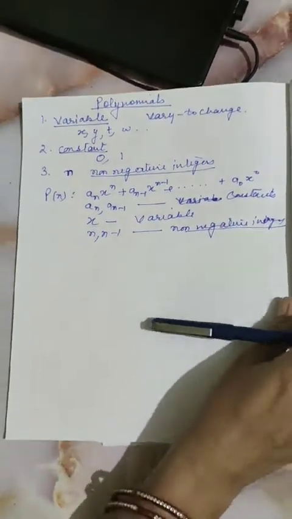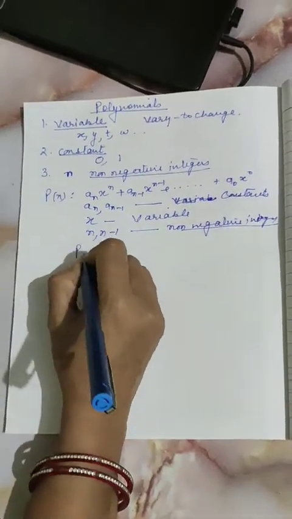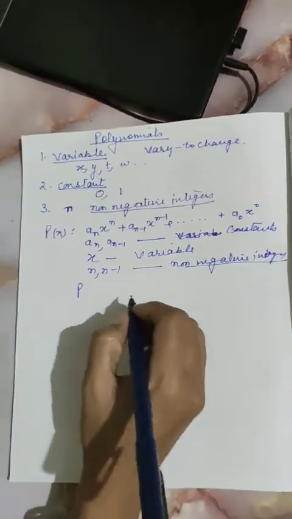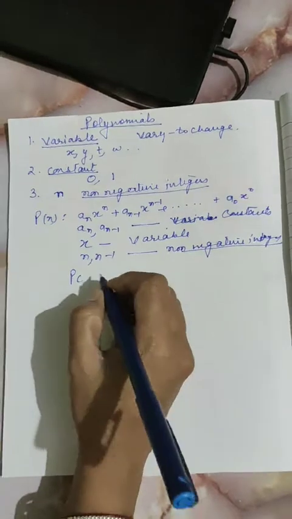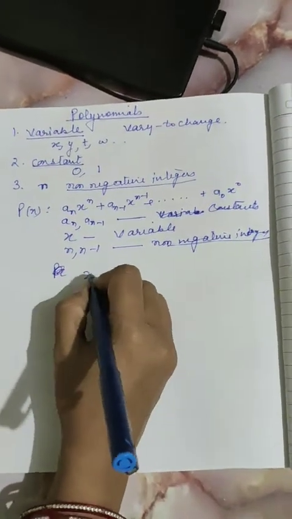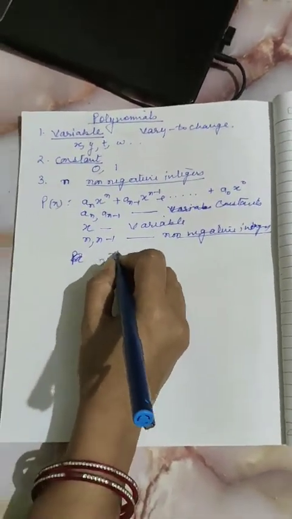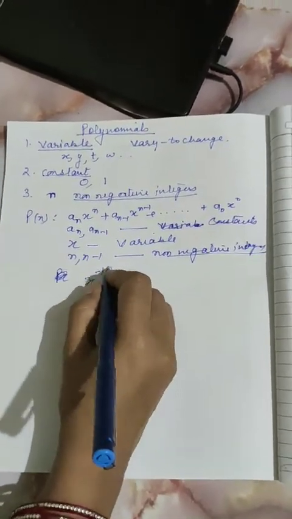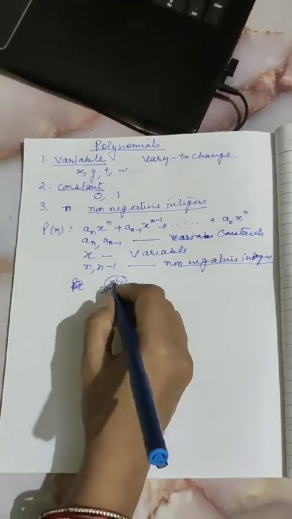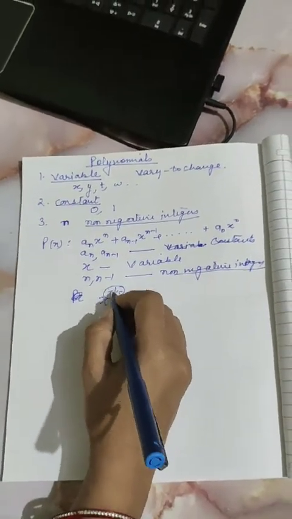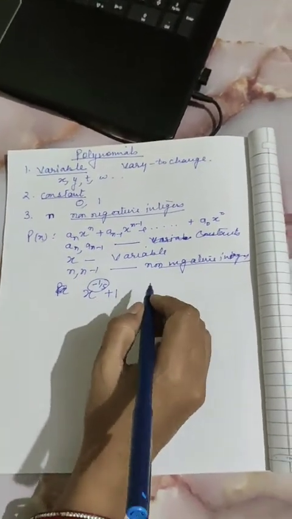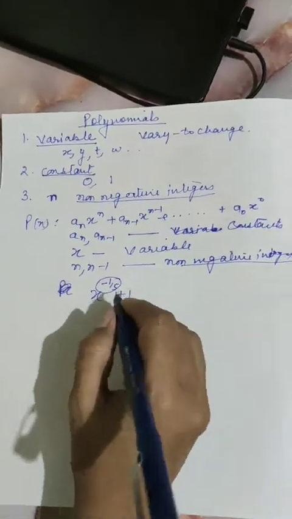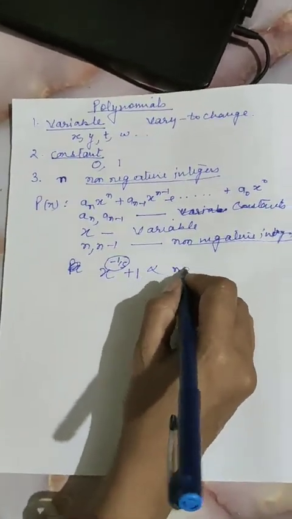Sometimes they can ask you a question: find out whether the given expression is a polynomial or not. So if I am given x raised to the power minus 1 upon 5 plus 1, you can see it's not a polynomial. Here the degree is minus 1, that is, n is not a non-negative integer. So it's not a polynomial.